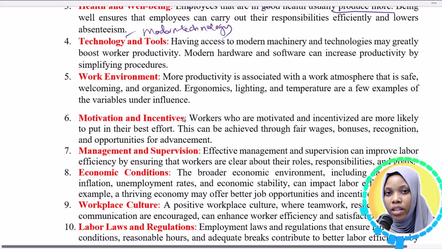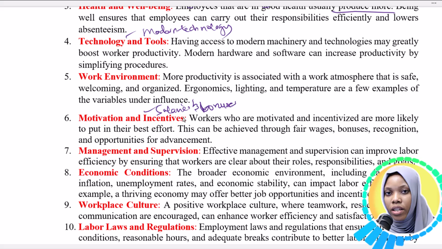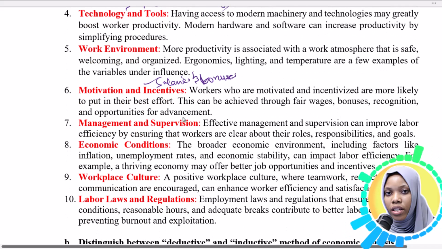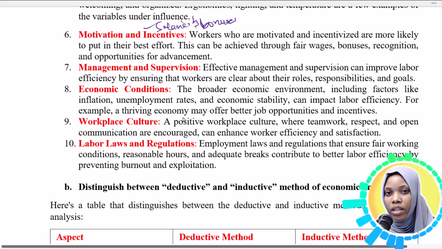Another factor, or factor number 6, that determines labor as a factor of production is motivation and incentives. And here we talk about salaries or bonuses. If you are being paid a higher salary, you are likely to produce more, unlike those that are paid less. Let me read it through. Workers who are more motivated and incentivized are more likely to put in their best effort. That is the explanation that we have there.